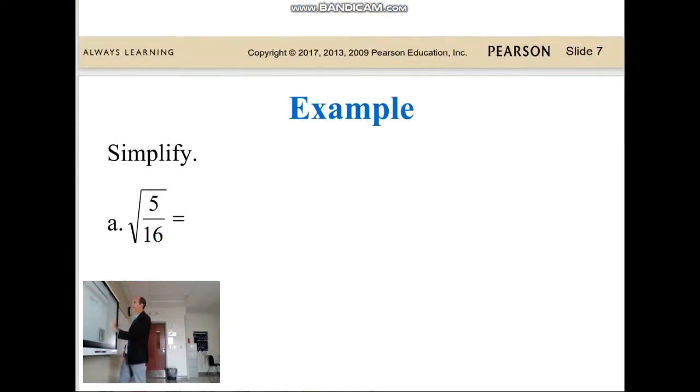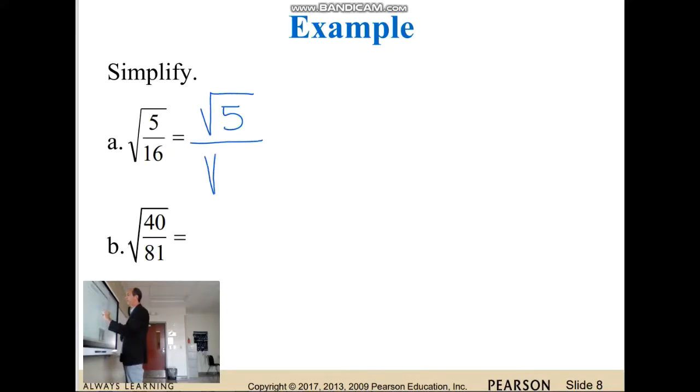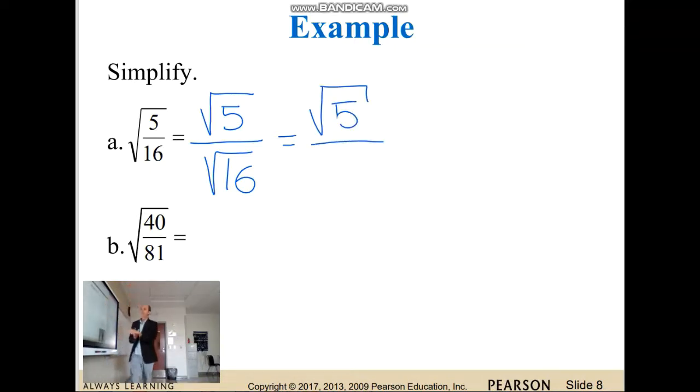Let's apply it to a few examples. We have the square root of 5 over 16. You can use the quotient rule and rewrite it as the square root of 5 over the square root of 16, right? The square root of 5 you cannot simplify, so you just write it down again, square root of 5. But you know that the square root of 16 is 4. So this is the result, square root of 5 over 4.